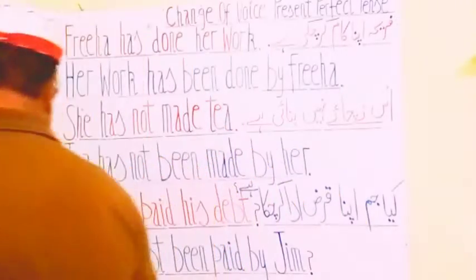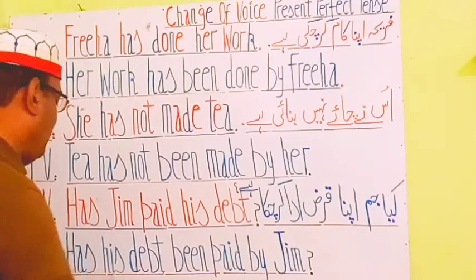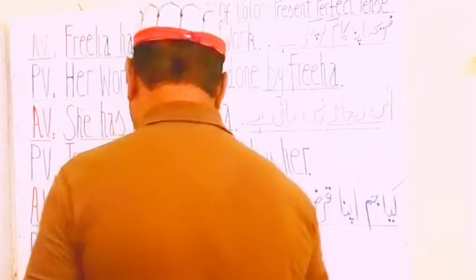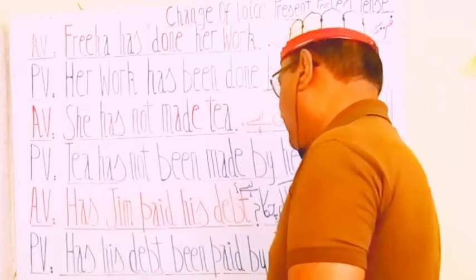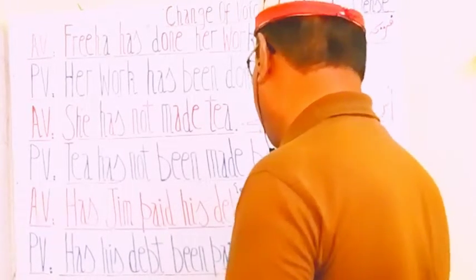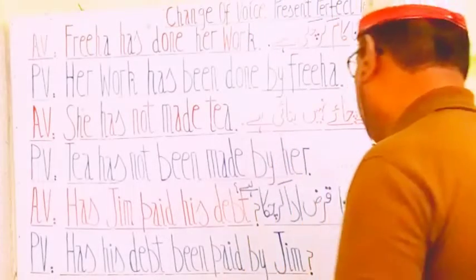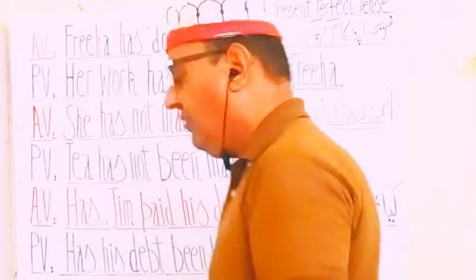So let's read it out. Has his debt been paid by Jim? Has his debt been paid by Jim? Has his debt been paid by Jim? And the interrogative sign.